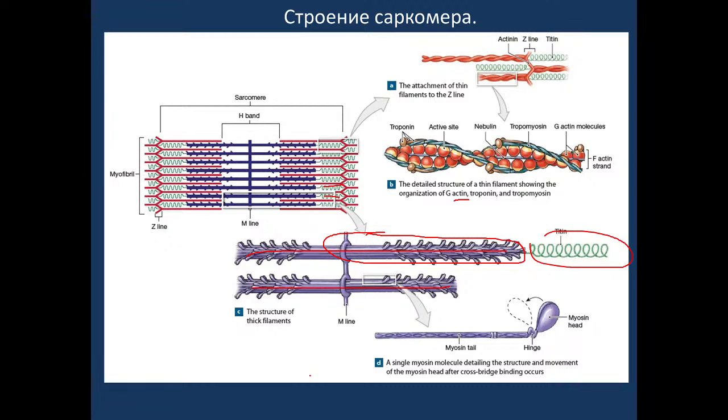Narrow plate-shaped regions of dense protein material called Z-discs separate one sarcomere from the next. We call this part of the myofibril a sarcomere, and this is a structural unit of almost every skeletal muscle.